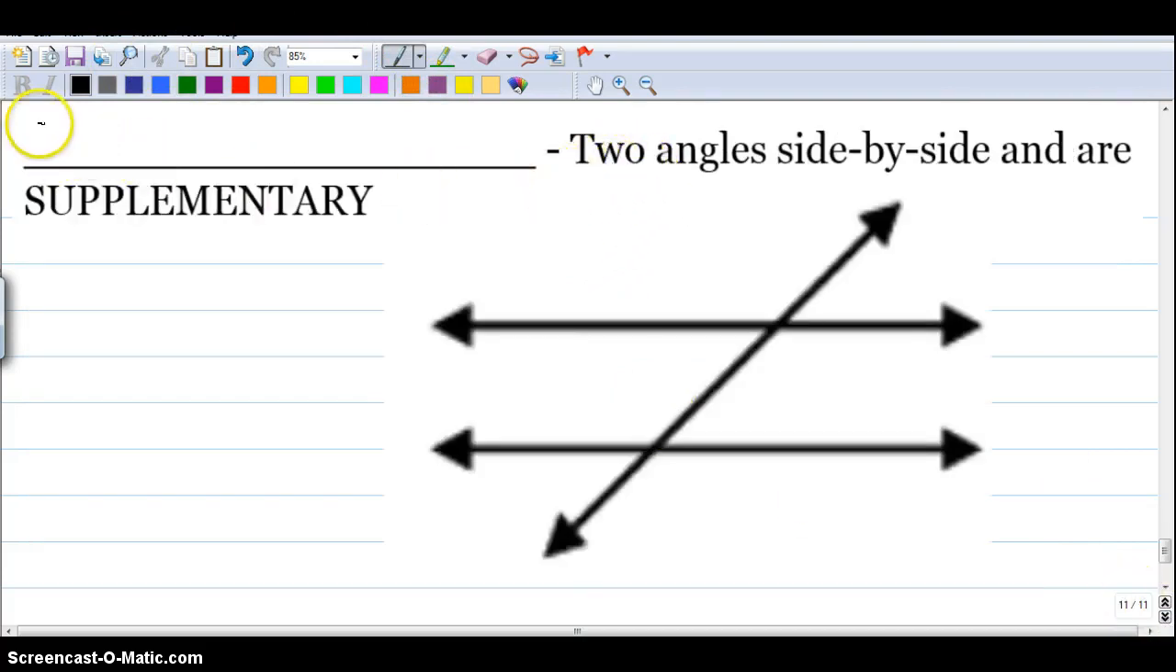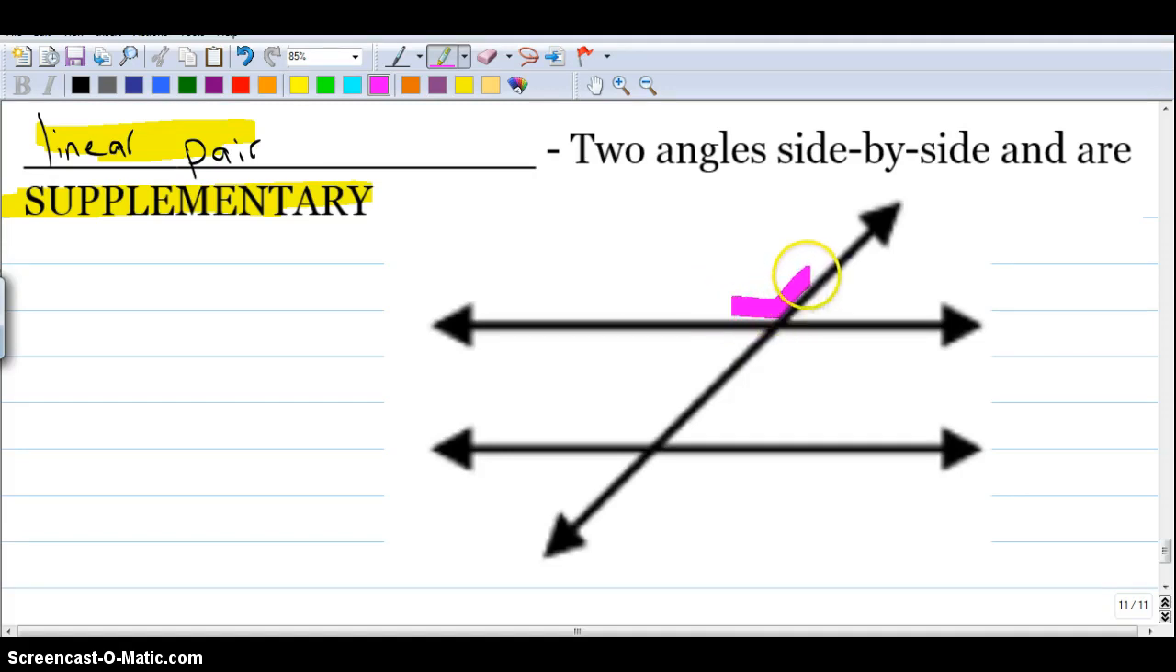And then this last one's called a linear pair. A linear pair are two angles that are side by side and they are supplementary. So these are side by side. The vertical angles were across, these are side by side. And there's a boatload of them, so I'm not going to go over them all. I'm going to go over a few of them.